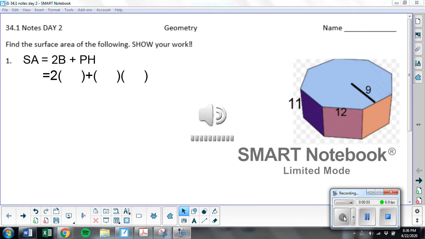Hi guys, we're doing activity 34-1 day 2. There's 3 questions for the notes again. Just like yesterday, you don't have to print them, but you do need to be writing things down to look back at. And don't worry about copying the figure perfectly, just try your best.